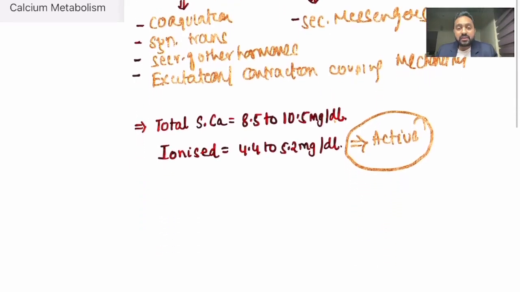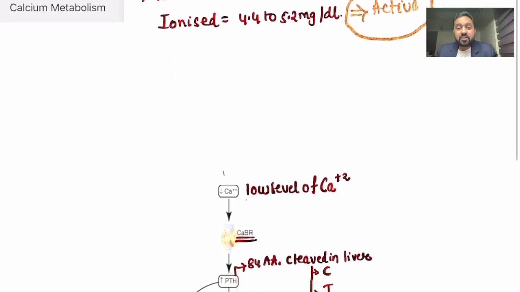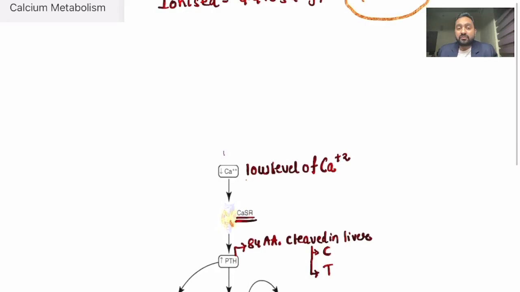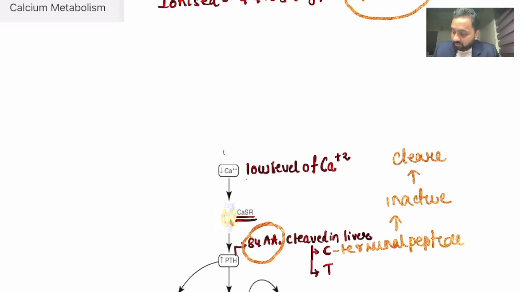So now let's take a look at calcium metabolism. What happens when there are low calcium levels? It is sensed by the calcium sensing receptor, which causes increased secretion of parathyroid hormone. Now this parathyroid hormone is an 84 amino acid peptide. It is cleaved in the liver into a C-terminal peptide, which is the inactive part and is usually cleared by the kidneys. Then you have an active part, which is the N-terminal.